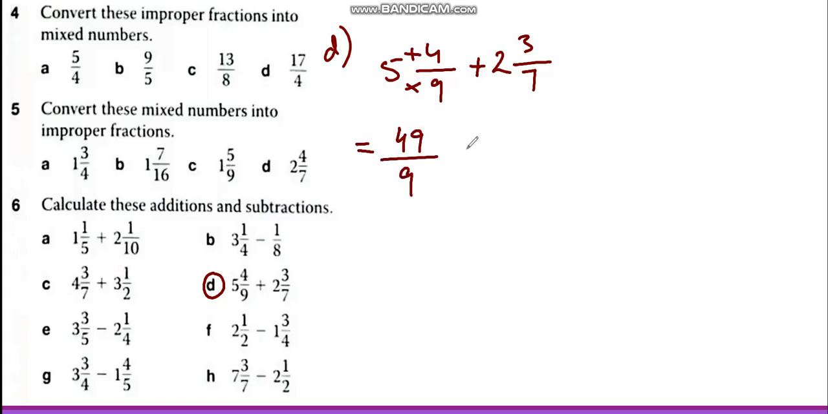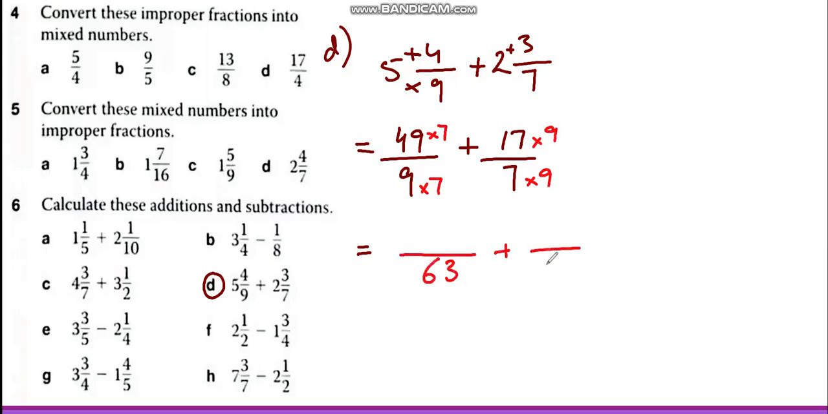In the D part, it says 5 and 4/9 plus 2 and 3/7. So first we need to convert the mixed numbers into improper fractions, meaning 9 times 5 is 45, plus 4 is 49. So it's 49 over 9, plus 7 times 2 is 14, plus 3 is 17. So it's 17 over 7. Now we need to find the common denominator, meaning the LCM of 9 and 7. So for the LCM, we can cross multiply like this, because 9 times 7 is 63 and 7 times 9 is 63. So this will make the denominator the same. So it will be 63 over there and 63 over there.